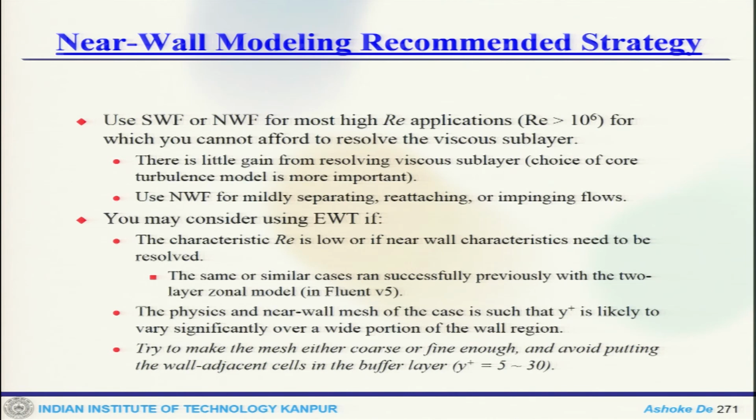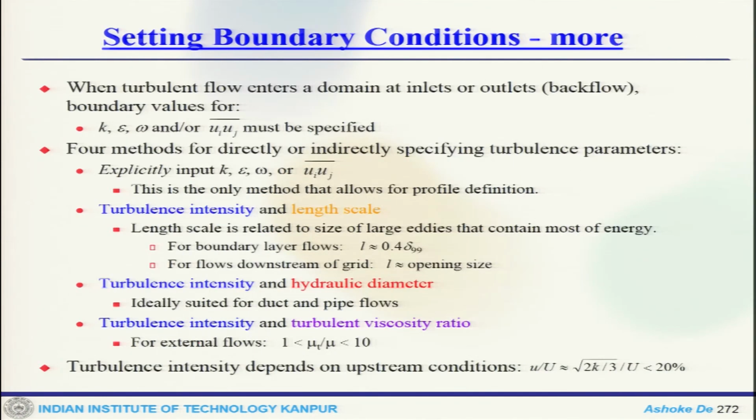Now, going by some of these recommendations, one can use the standard wall function or the non-equilibrium wall function for most high Reynolds number applications, which cannot afford to resolve the viscous sublayer, because the Reynolds number is so high that we cannot resolve it. There is little gain in resolving the viscous sublayer. Use the non-equilibrium wall function for mildly separated flows, but you may consider enhanced treatment if the characteristic Reynolds number is low or if near wall characteristics need to be resolved. In some cases the physics and near wall mesh are such that y plus is very significantly over this. At the same time you need to set the boundary conditions.